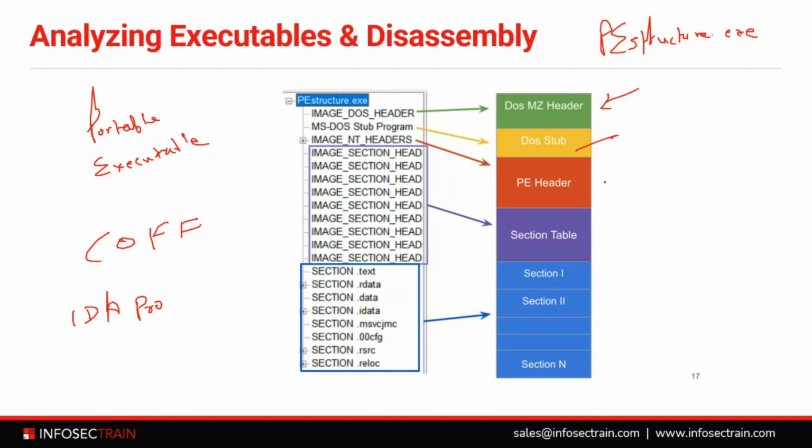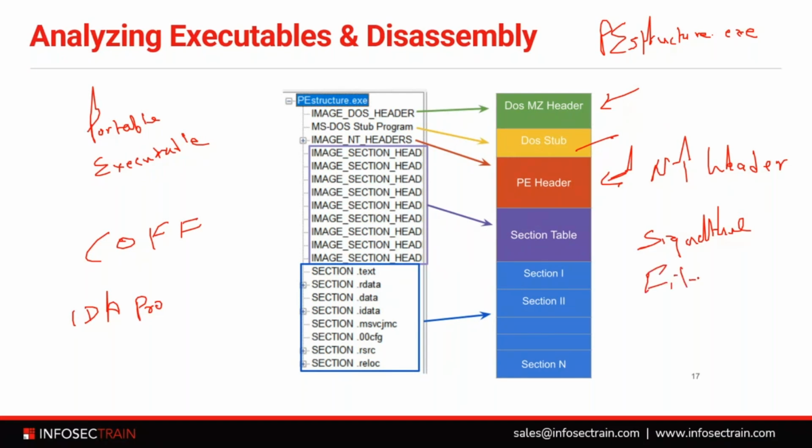Then we have the PE header, right? The PE header is also known as the NT header, right? And the structure of the header has three members. The 32-bit and 64-bit structures are there, right? And inside that you have the signature. The signature of the PE header has a fixed value which represents the start of the header, right?